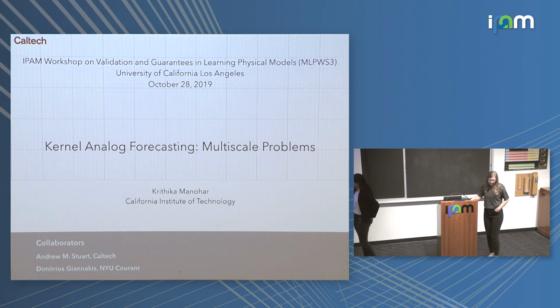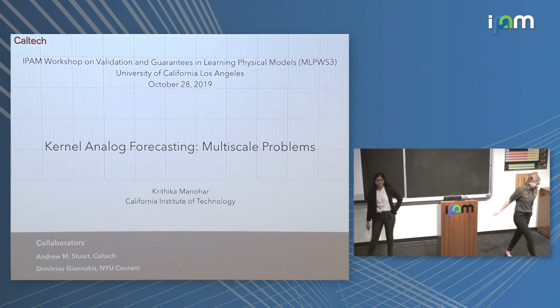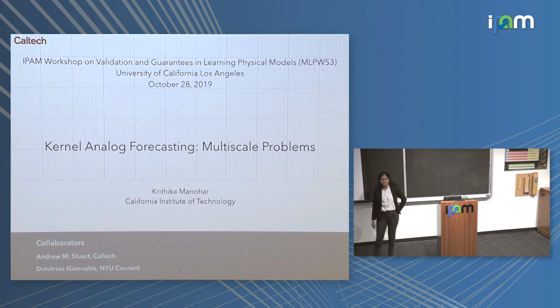So I'm going to be switching gears a little bit. I'm going to be talking about a method called kernel analog forecasting and applying it to multiscale dynamical systems, or data generated by multiscale dynamical systems. And this is ongoing work with my collaborators, Andrew Stewart at Caltech and Dimitri Giannakis at NYU Courant.